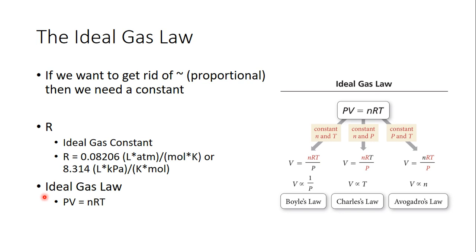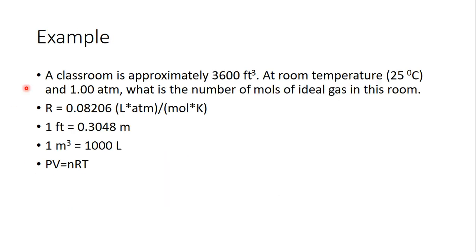And so the ideal gas law, an equation we will be using quite a lot in this chapter, is PV equals nRT. That is pressure multiplied by volume equals number of moles times this ideal gas constant, R, times temperature. And PV equals nRT is really just combining the three simple gas laws and introducing a new constant. You can see that all three simple gas laws are being followed in the ideal gas law.